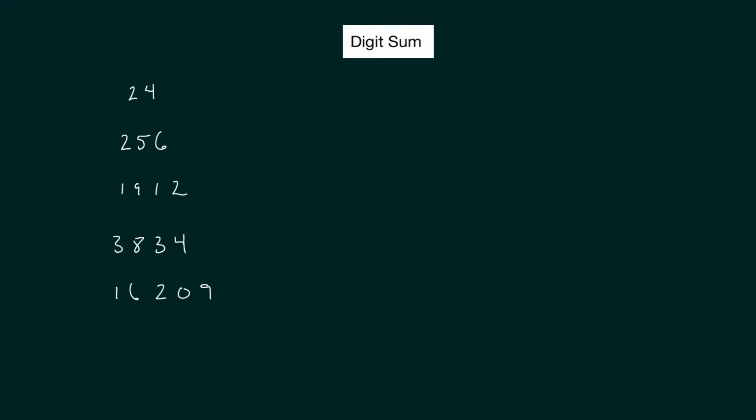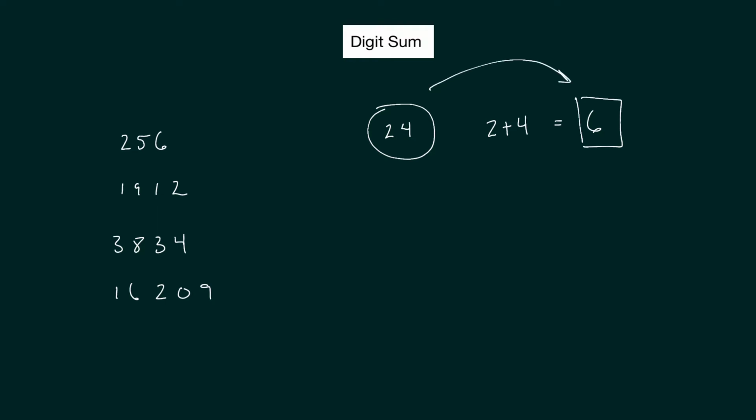Okay, let's find the digit sum of this first number here, 24. To find the digit sum of a number, you're going to add up all the digits until there's only one number remaining. So the digit sum of 24, we're just going to add 2 plus 4. 2 plus 4 gives us 6. This number here, 6, is the digit sum for the number 24. The digit sum for 24 is 6.